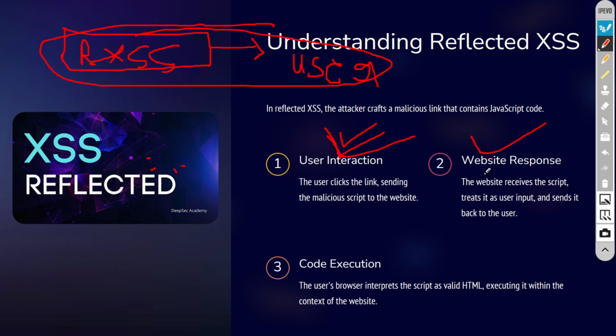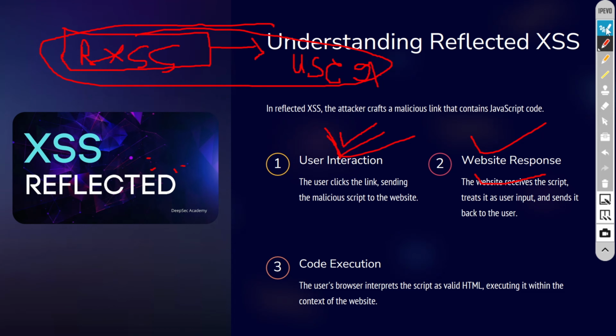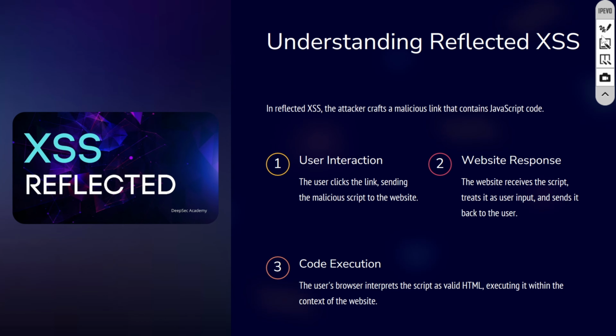Website response: the website receives a script, treats it as user input and sends it back to the user. Code execution: the user's browser interprets the script as valid HTML and executes it within the context of the website. That means once the user gets the link and clicks it, it gets executed. Just understand the basics. We will be performing it live, but I am showing this because you need to understand the concept as well. It is not just me saying, hey, this is XSS. No, understand how exactly reflected XSS works.